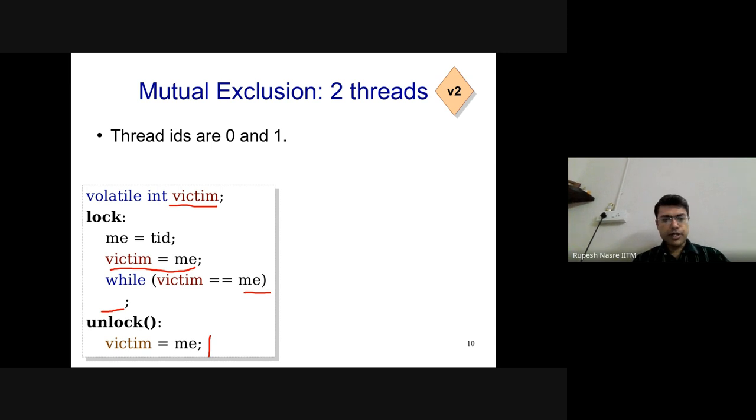So we'll continue our discussion, right? Any suggestions on whether this ensures mutual exclusion? Okay, Sandeep says yes. Any other suggestions? Okay, Vipin also agrees.